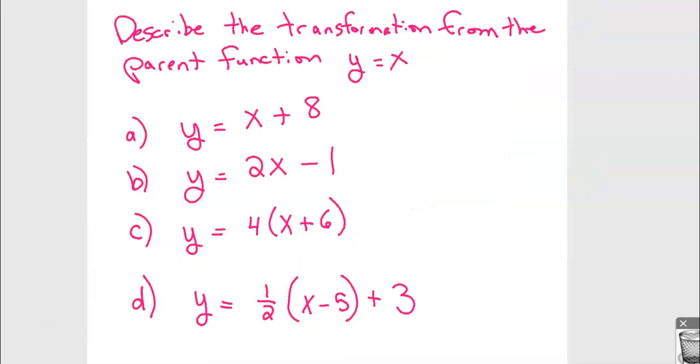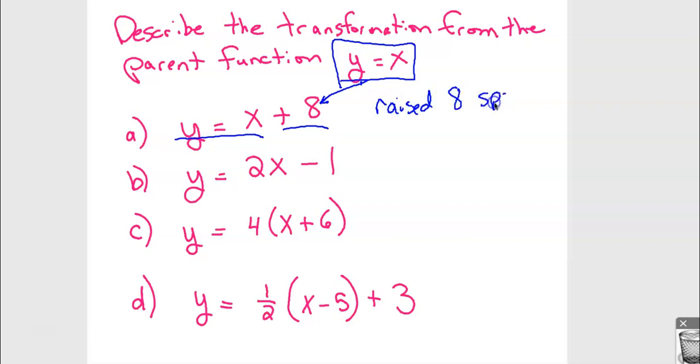So if you look at each one of these, describe the transformation starting with this function. What's different? I want you to describe it in words. So notice you have a number on the outside. It's being raised. You still have y equals x, but it's being plus 8. So this one is being raised 8 spaces. So if we graph this equation and graph this equation, the difference is it's being raised 8 spaces.